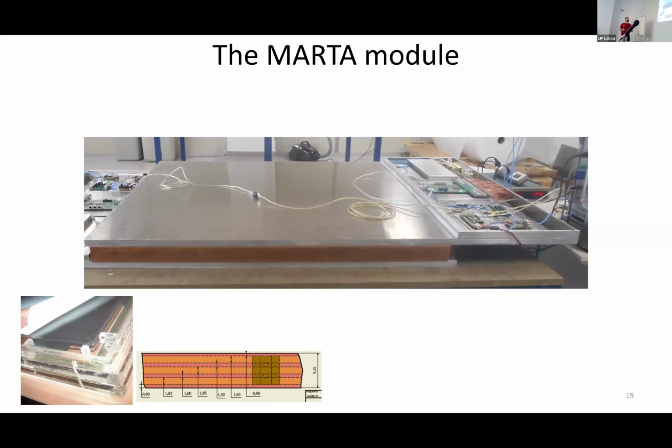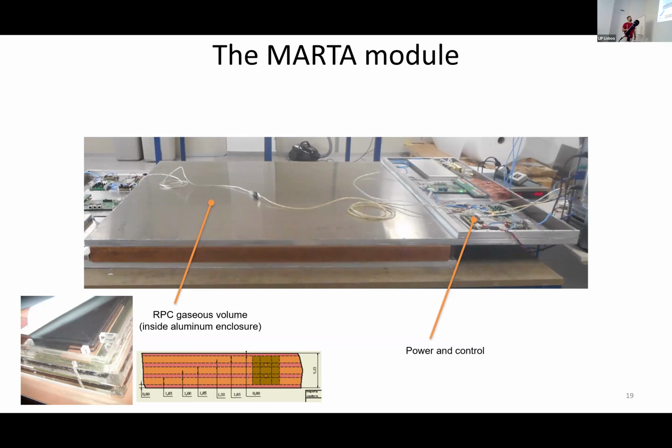Then, what are these RPCs or these MARTA modules? They are RPCs developed at Coimbra specifically for this purpose. You can see here a picture of the active volume and its configuration. It has 2 gaps of 1 millimeter, and it's filled with gas, and then it's inside this aluminum casing.